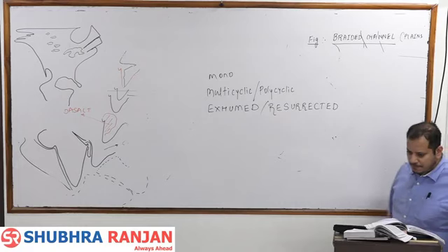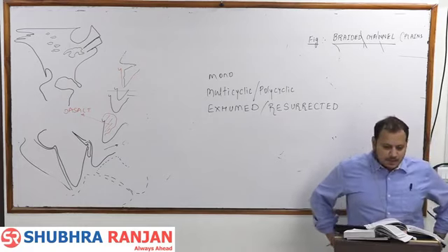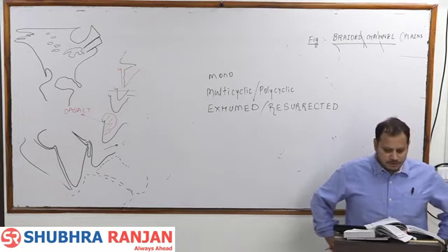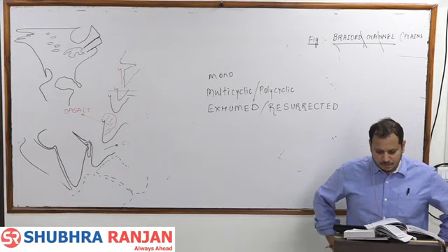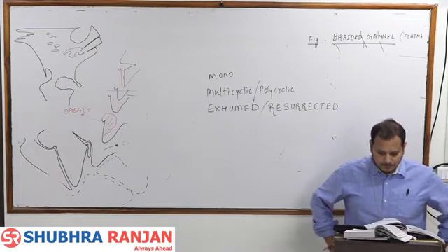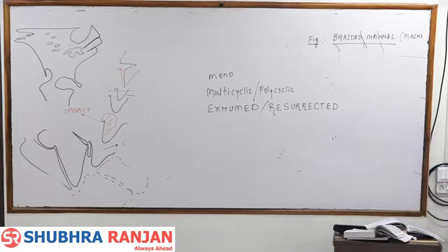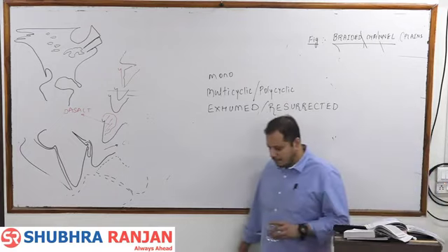Simple landforms are the product of only one geomorphic process. Compound landforms are the product of two or more geomorphic processes.